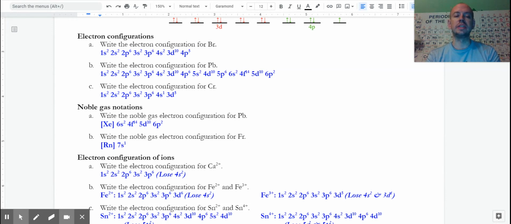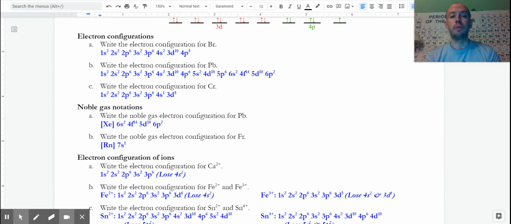Right here, francium has 87. It would be a whole lot to write, but the nice thing here is that it is an alkali metal. It's right there in the first column, so it only has one more electron than a noble gas. This is a great example of how noble gas notation really helps us focus in on those very important reactive elements. So we've got 7s1 because this is in row 7.